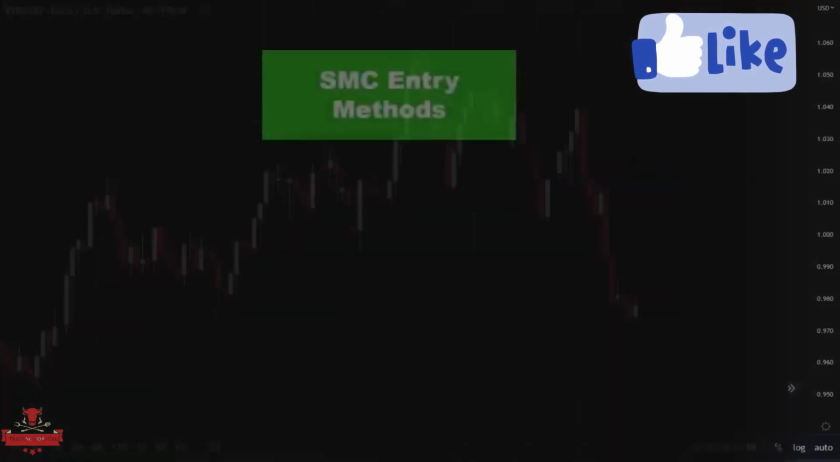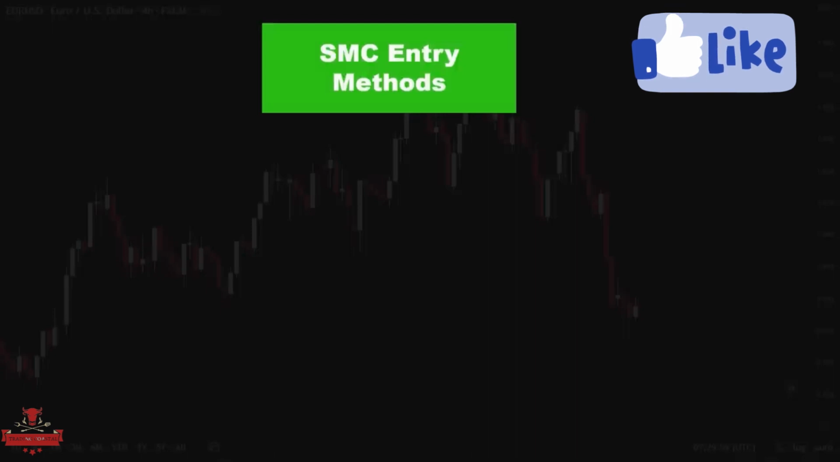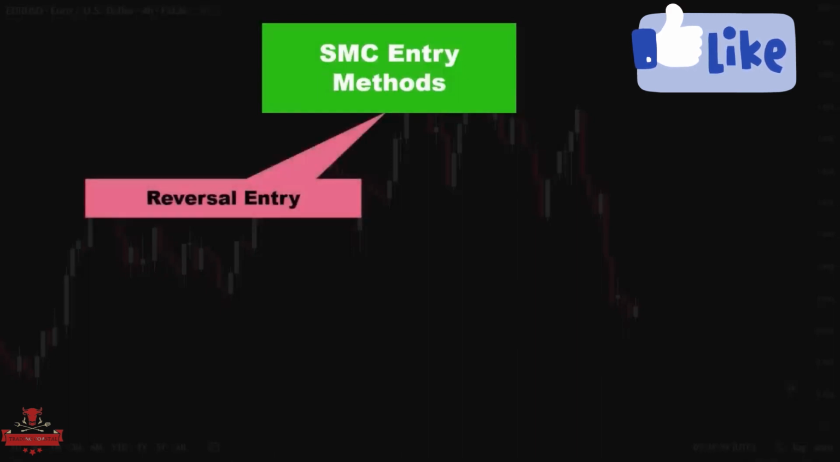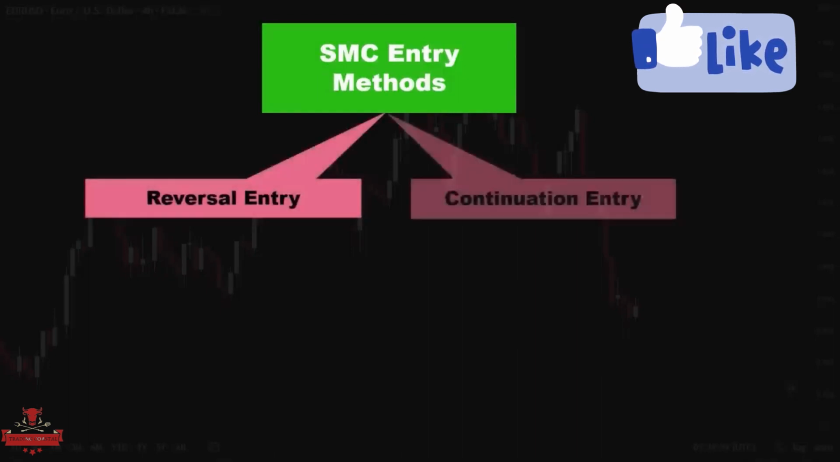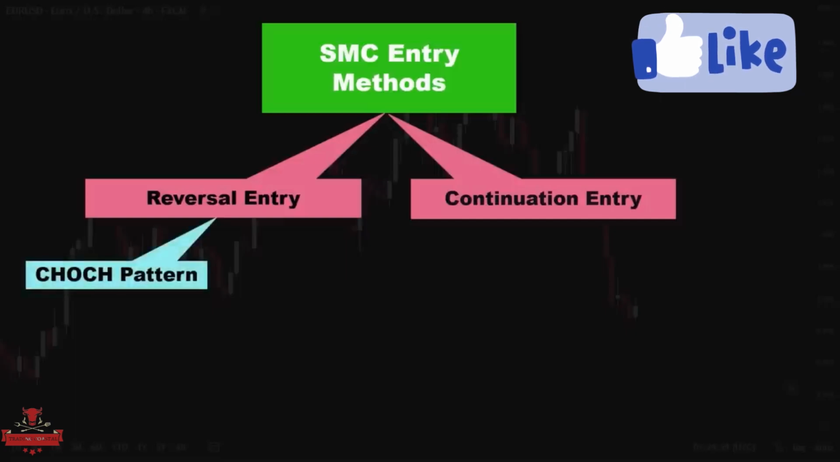What are the entry methods that we can use in the smart money concept? SMC entry methods are divided into two major subcategories. The first is the reversal entry method, and the second is the continuation entry method. Also, the reversal entry method has two subcategories: number one, change of character or market structure shift, and number two is the flip entry setup.